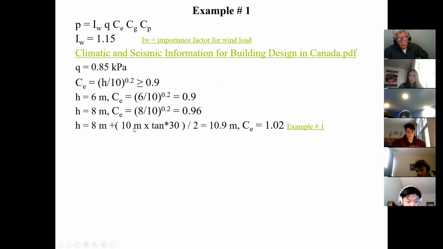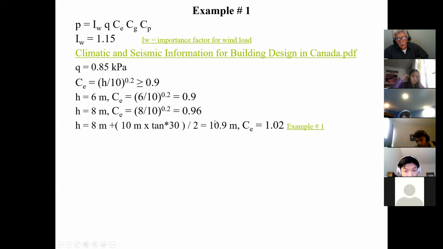And that's what I'm doing here. So I'm taking the tan of 10 degrees divided by 2, and I end up getting 10.9 meters. And then when I put it into the equation, I get 1.02. So that means all the roof is going to have one exposure factor. The wall is going to have one exposure factor up to 6 meters, and another exposure factor up to 8 meters. So that means I'm going to have one wind pressure, another wind pressure, and another wind pressure, all depending on where the surface is and what it's being exposed to.